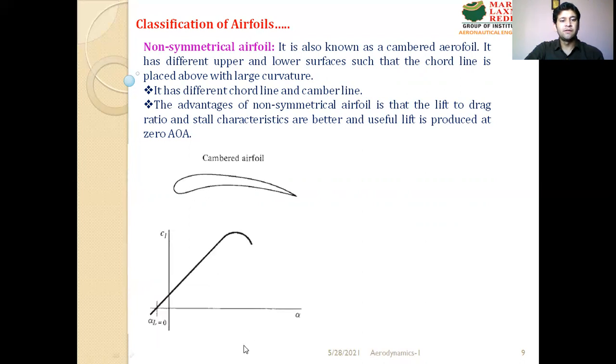So if you see this graph, even at zero angle of attack, we have sufficient lift. And this location is called CL max. And after the CL max, when your lift tends to decrease, that is called stall angle.